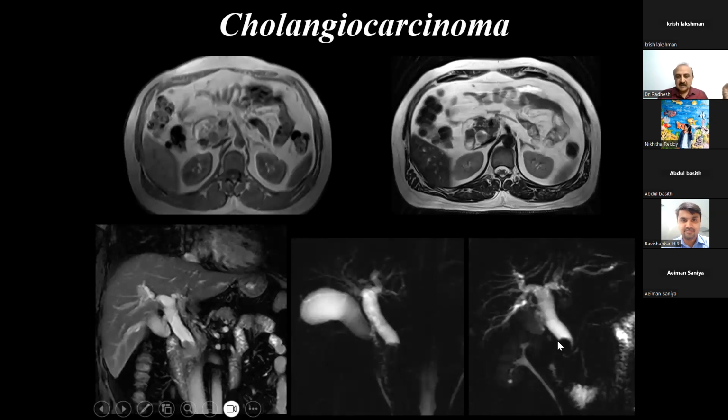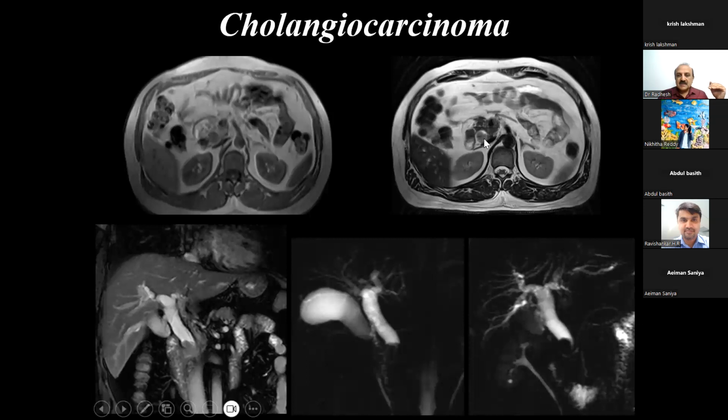Okay, so now we know this patient has a calculus in the distal CBD, with upstream dilatation and IHBR dilatation. But when you go back and see the images on T1 and T2, just look at the difference here. This is the aorta. Now you know this is a T2 weighted sequence: vertebral body, this is the aorta, right crus, left crus of diaphragm.